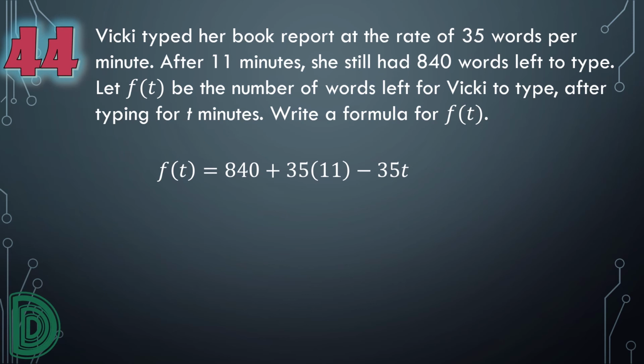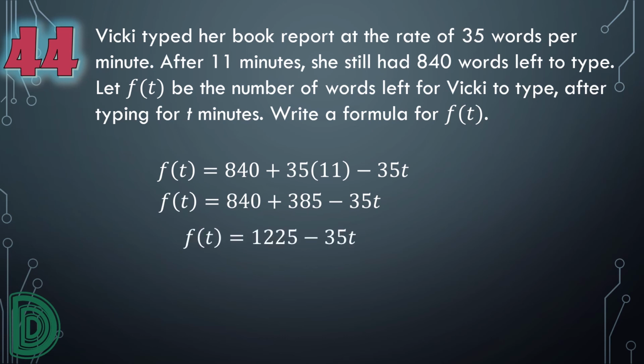there is still 840 words left to type, and she has already done 35 times 11 words. That is 35 words per minute times 11 minutes. And she continues to type at that speed or rate, 35 words per minute. Then 35 times 11 is 385. 385 plus 840 is 1,225. Therefore, f of t is equal to 1,225 minus 35t.